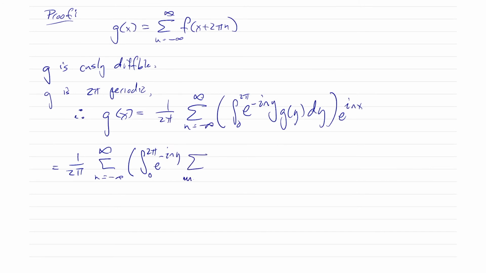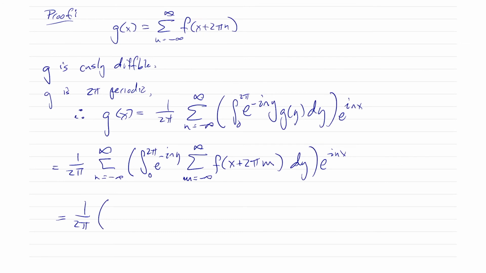I'm going to use the index m now for the sum, from negative infinity to infinity, of f of x plus 2 pi m, dy, and then you have e to the I n x. Now, if I take a look at this, I get the sum with 1 over 2 pi, and I exchange the integral and the summation here. We can do this because these series are absolutely convergent, and the convergence is uniform.